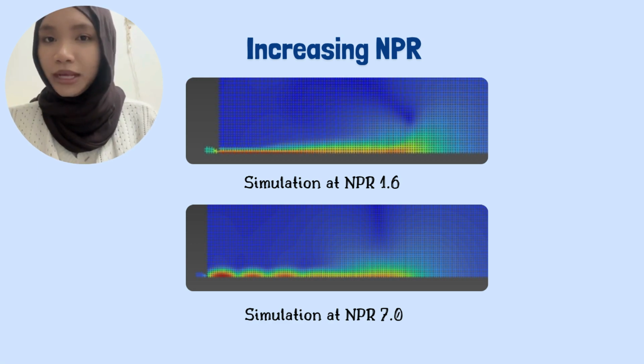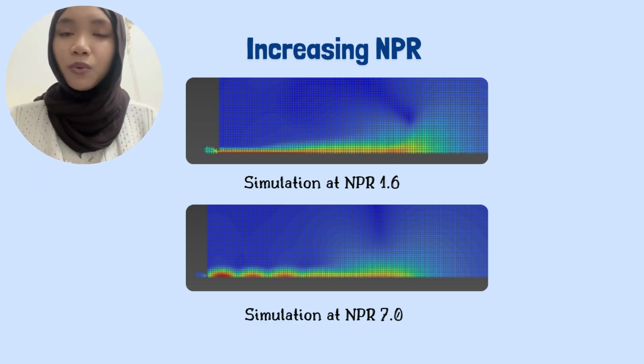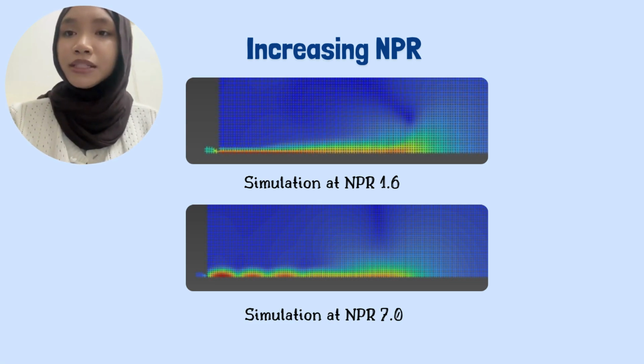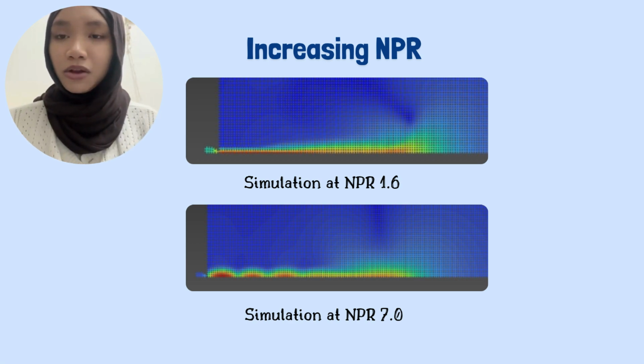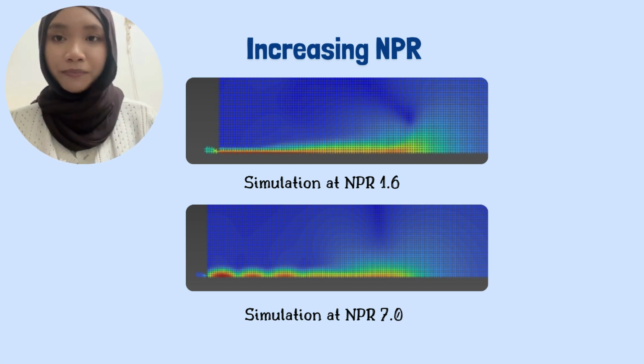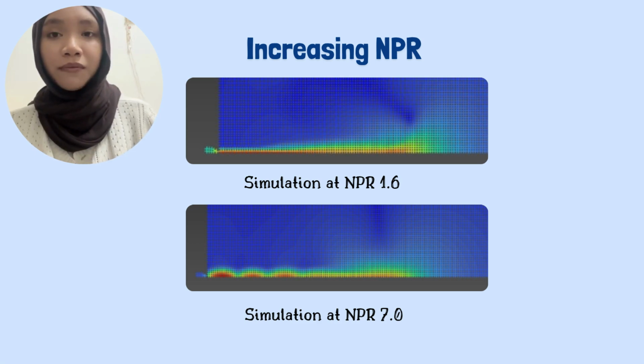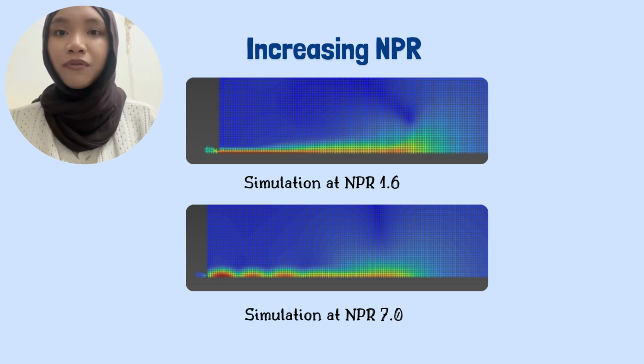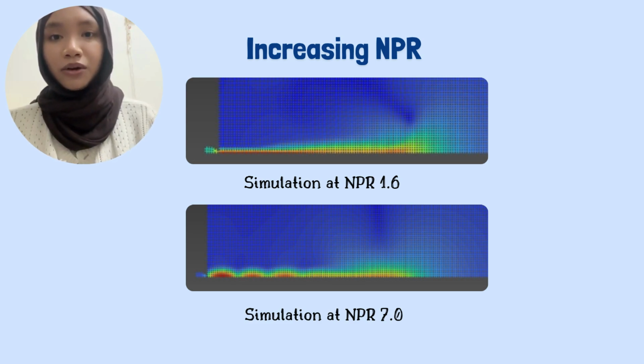At NPR 2, the Mach number increases to about 1.05, indicating the onset of supersonic flow. A small supersonic core begins to form at the nozzle exit before dissipating downstream. From NPR 3 onwards, the flow becomes increasingly supersonic, with clear jet structures and the formation of expansion and compression regions along the jet core.